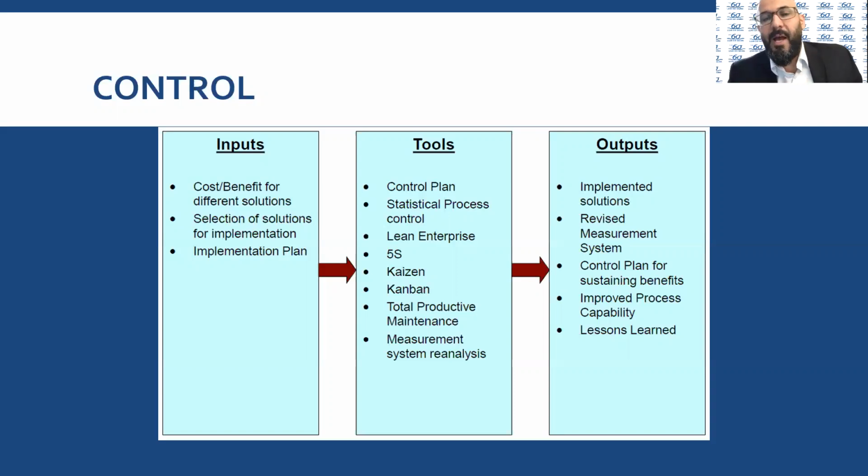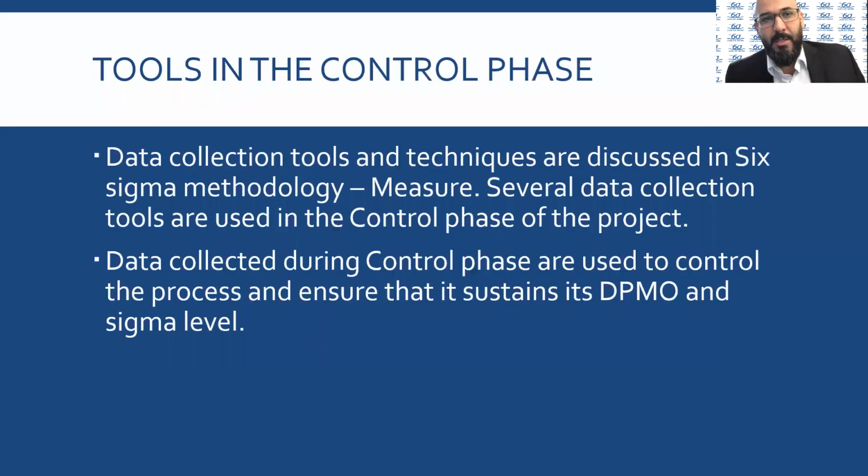And as output, we will have a completed implemented solution. We will have a revised system. We have to have control plans to sustain the benefits into the future, improved process capability, and it's really important that by the end of this phase, you have some documentation of lessons learned, what you've learned, what's your success in the whole project, what's your failure. And not only to document it, also to share it with the whole company, so other Lean Six Sigma teams will benefit as well from your experience and from your project.